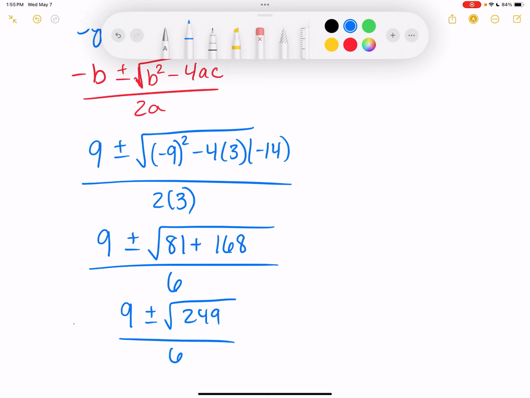Yep, and I don't think that's a perfect square, but we're going to check it. It's not. So then we leave the answer here.